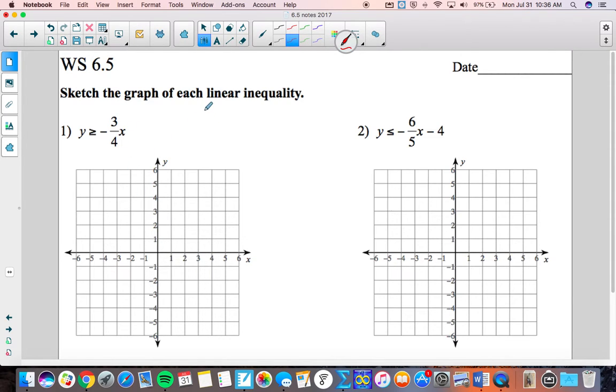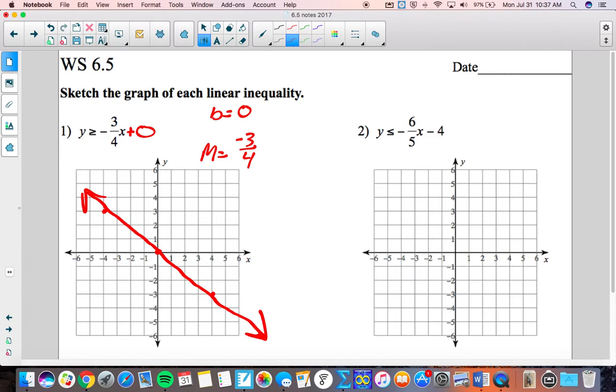So my slope is -3/4. What's my y-intercept? What's being added or subtracted to the x? Nothing. So my y-intercept, or beginning point, is 0. So I start right there at the y-intercept, and then I go down 3, right 4, down 3, right 4. I can also go up 3, left 4 from the y-intercept. And then again, because of the equal sign, check your notes. Whenever we have the equal sign underneath this symbol, we make it a solid line.